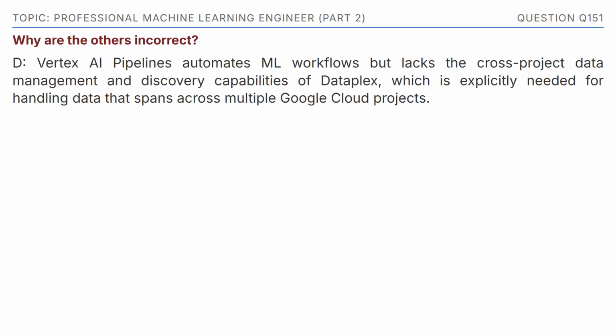Why are the others incorrect? D. Vertex AI Pipelines automates ML workflows but lacks the cross-project data management and discovery capabilities of Dataplex, which is explicitly needed for handling data that spans across multiple Google Cloud projects.